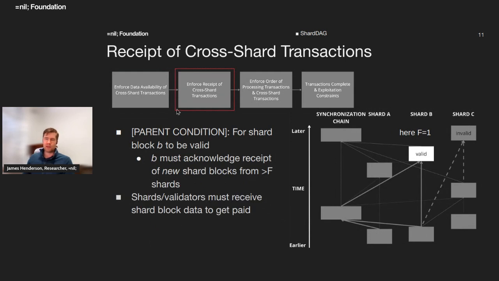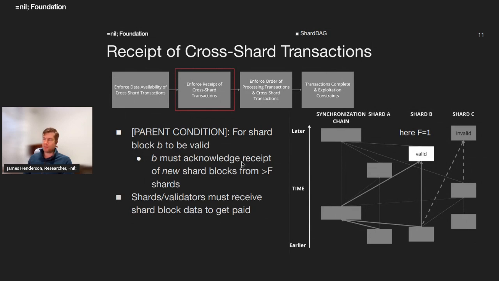All right, so the second step in our strategy, now that we've got data availability of cross-shard transactions, is to enforce that shards actually receive these cross-shard transactions from each other. And to do that, we have what's called the parent condition, which is a condition on a shard block being valid. So a valid shard block must acknowledge receipt of new shard blocks from more than F other shards.